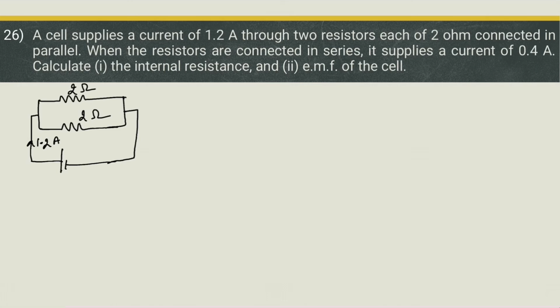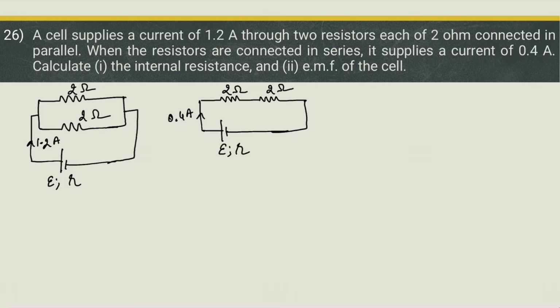Now when the resistors are connected in series, it supplies a current of 0.4 ampere. So next time we connect these resistors in series, and then the series combination is connected to the cell. 2 ohm, 2 ohm, and this time the current becomes 0.4 ampere. Calculate the internal resistance and EMF.